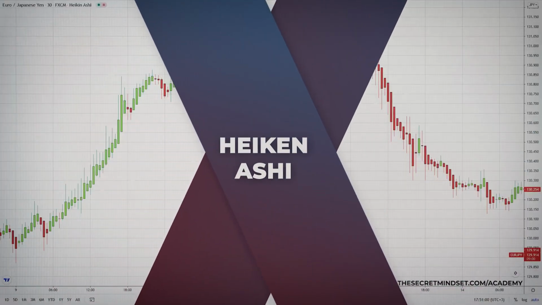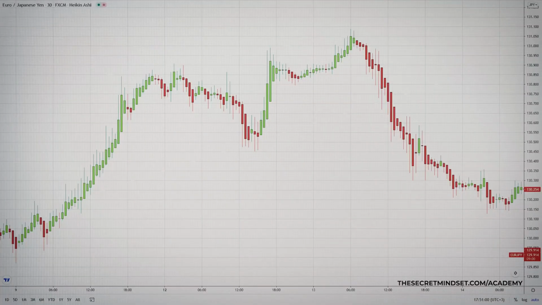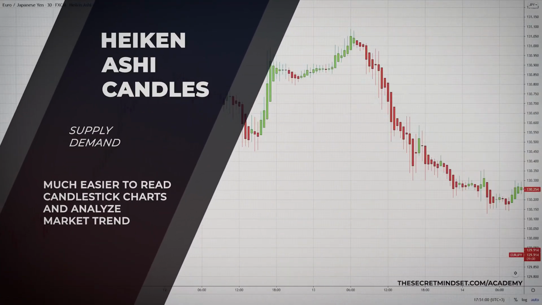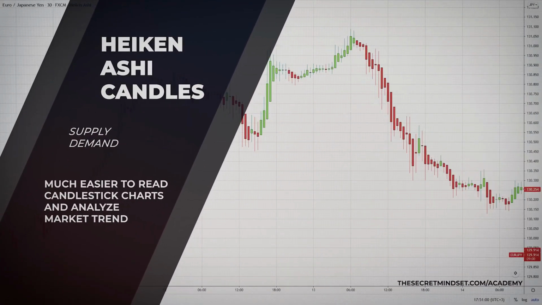Now let's introduce Heiken Ashi into the equation. Heiken Ashi has proven to be one of the best tools to gain a deeper view of the market, because with it, it's easier to read candlestick charts and analyze market trends. Traders use the Heiken Ashi to get information such as when to stay in a trend trade or if it's time to get out because the trend has reversed.